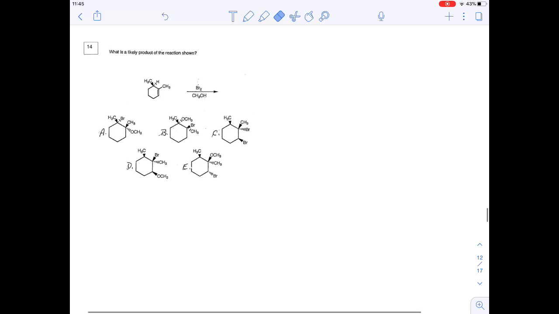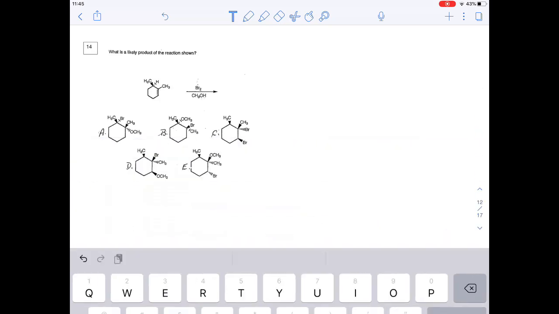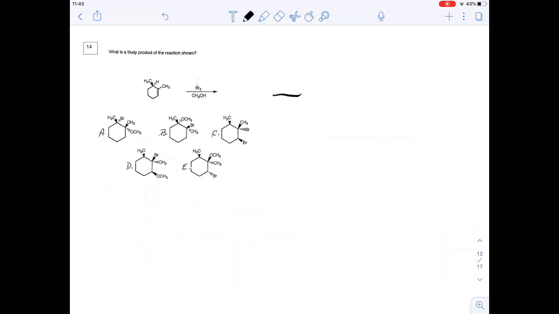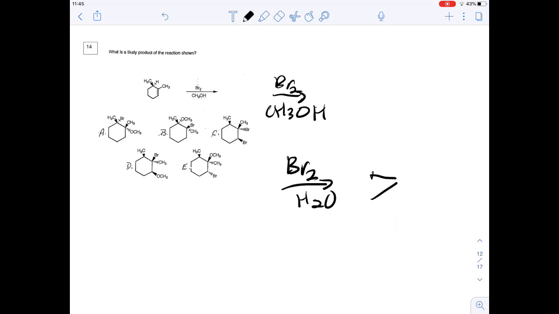Multiple choice 14 asks, what is a likely product of the reaction shown? Although we've never seen, or at least I don't think you guys have ever seen, Br2 over CH3OH, it's actually going to act in the exact same way as Br2 over H2O. So you're going to have the ringed intermediate with Br, and like H2O, CH3OH is going to come and attack the more substituted side, and that is going to make sure that there's anti-addition between the Br and the CH3OH.